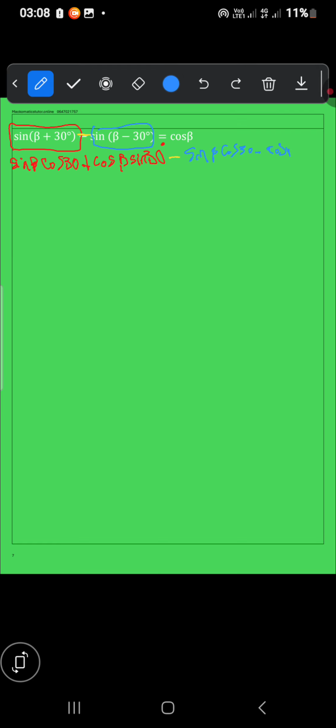However, this one must be put inside brackets because you are subtracting there, right? So you are subtracting the whole thing. So that's why I put it in brackets, right? Now the negative is going to change the signs inside the brackets.